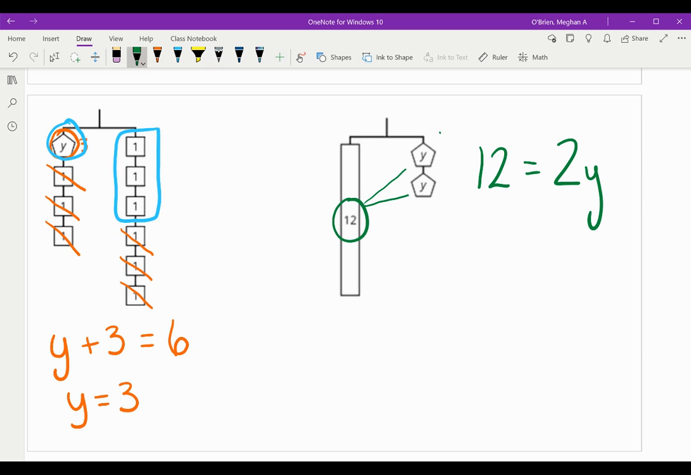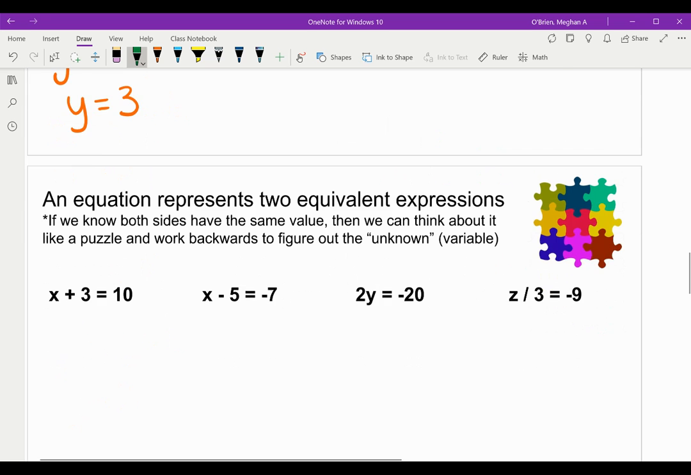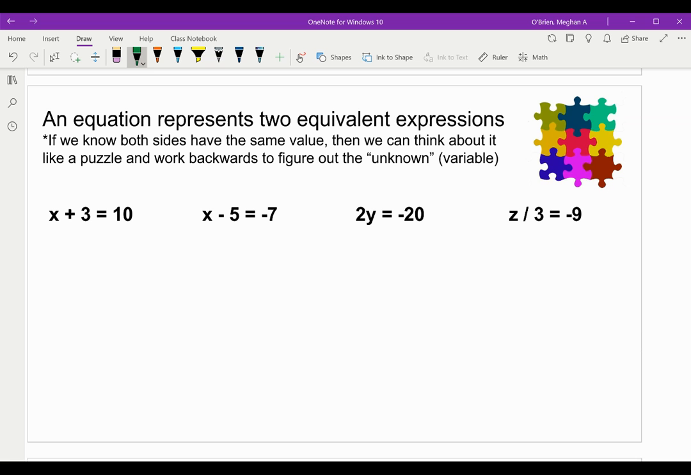Yep, y equals 6. We can write it like this because, again, that equal sign is just showing us the relationship of it being equivalent. Okay, excellent. So an equation represents two equivalent expressions. I've said that before. If we know both sides have the same value, then we can think about it like a puzzle and work backwards to figure out the unknown, which is the variable.